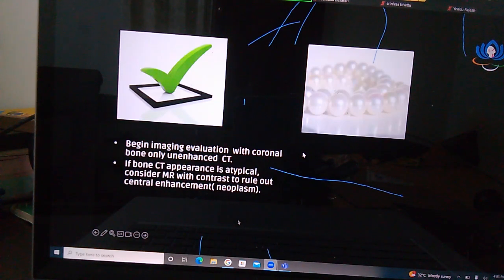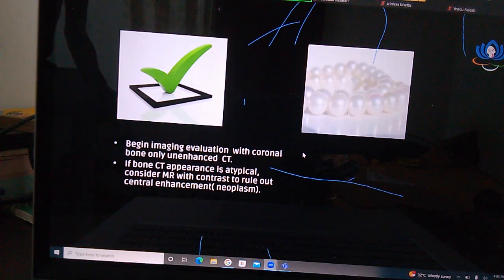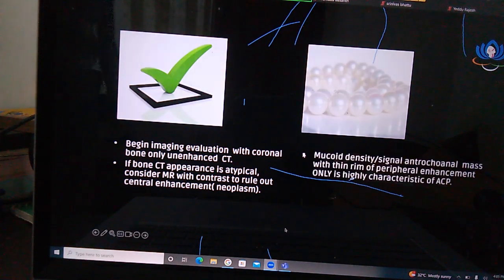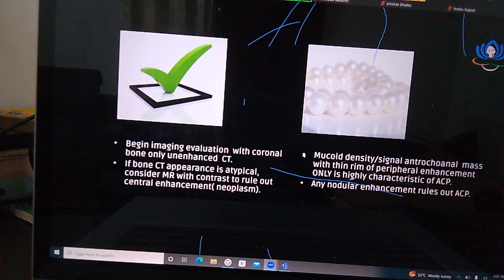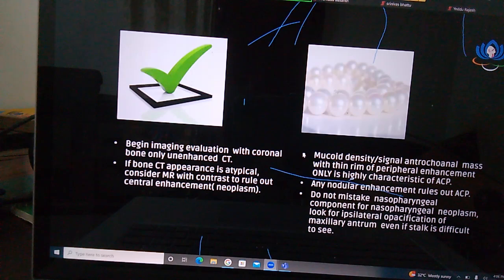For any benign disease, you only need coronal sections and a non-enhanced CT scan. If the bone CT appearance is atypical, then you have to consider MR with contrast to rule out central enhancement. A mucoid density and signal antrochoanal mass with a thin rim of peripheral enhancement is characteristic of an antrochoanal polyp. Any nodular enhancement rules out an antrochoanal polyp. Do not mistake the nasopharyngeal component for a nasopharyngeal neoplasm, and look for ipsilateral opacification of the maxillary antrum even if the stalk is difficult to see.